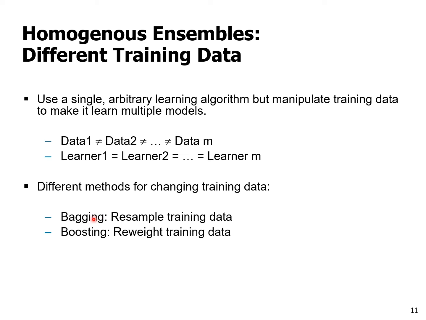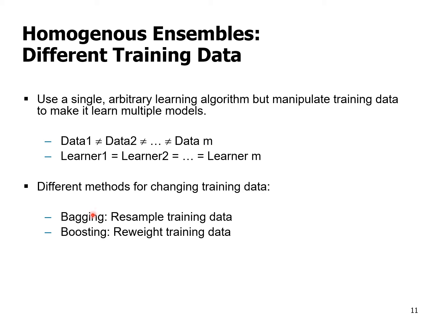Okay. The first method is the bagging method, and the second method is the boosting method. In the bagging method, we resample the training data every time. So we have the original data, then we do sampling for the first case. We do another sampling here. So we do sampling m times here.